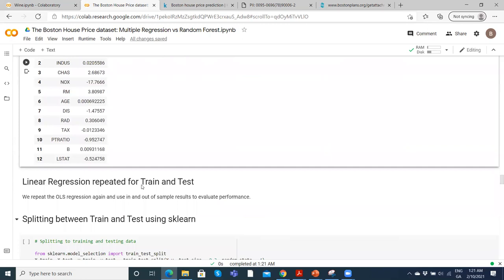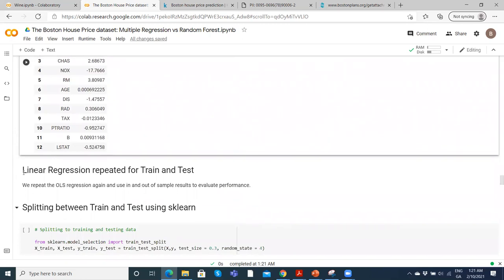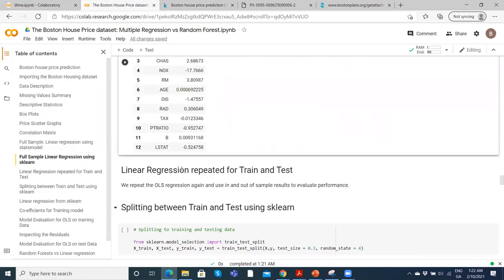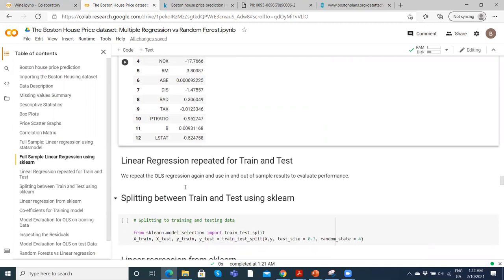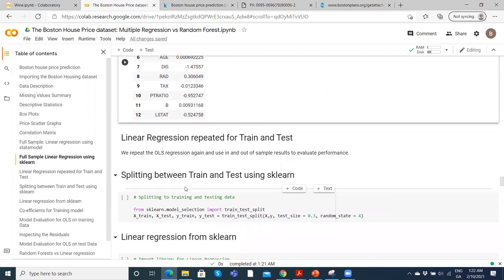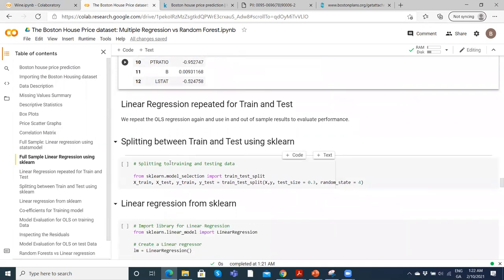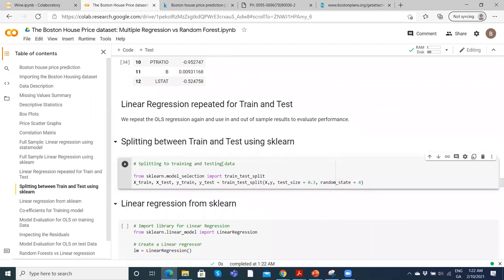And then we want to go back and run a regression and repeat, if you like, the regression. So I want to perform OLS regression again. But it's important when I'm evaluating these models, comparing OLS to random forest, that the performance of the model is not coming from overfitting. So we should have in-sample and out-of-sample performance. And in order to do that, we've got to split our data up into training and testing data.